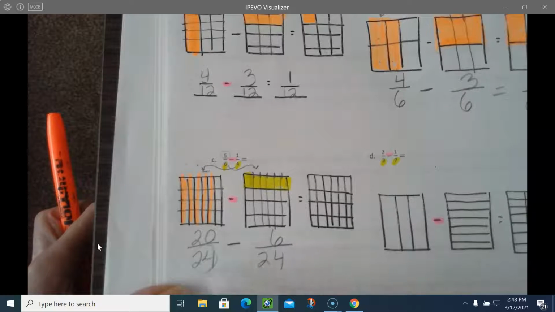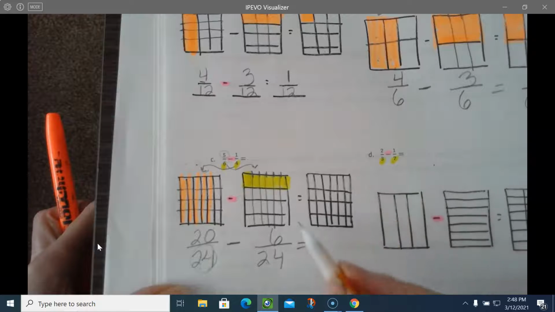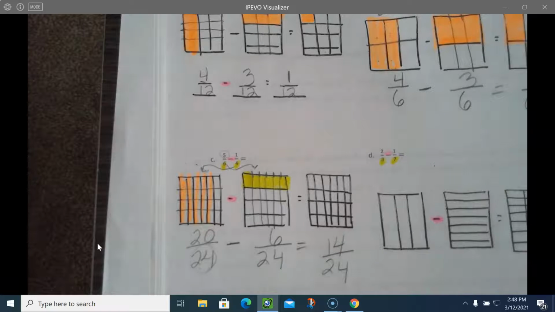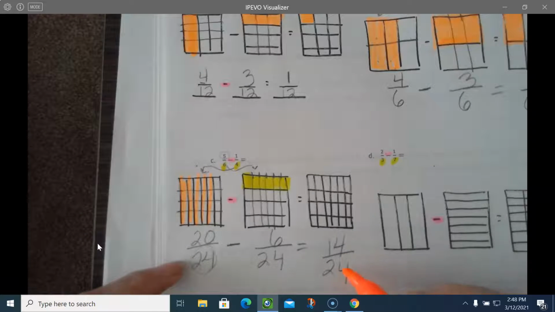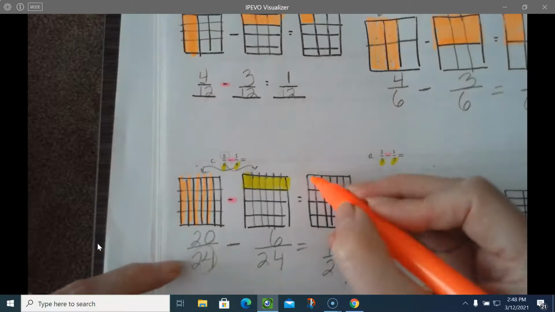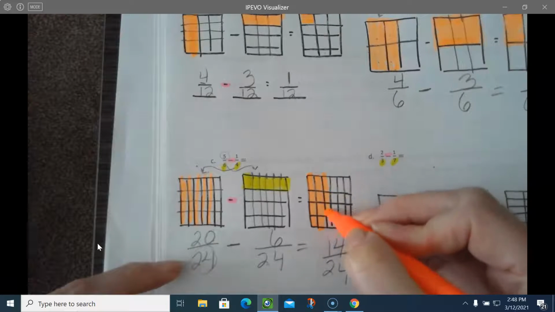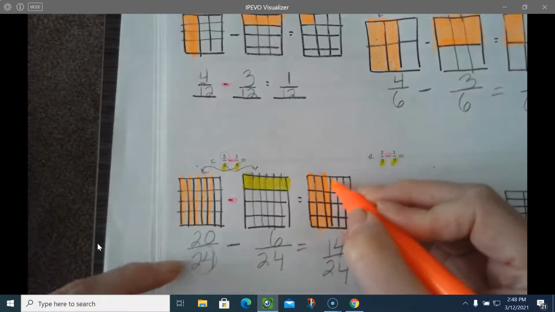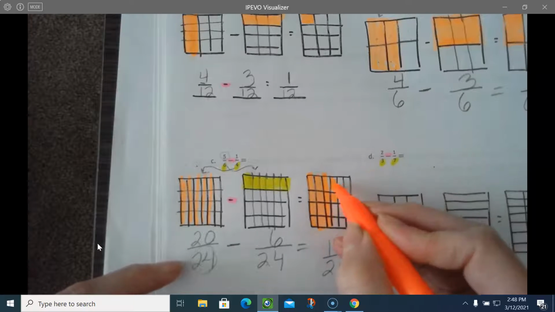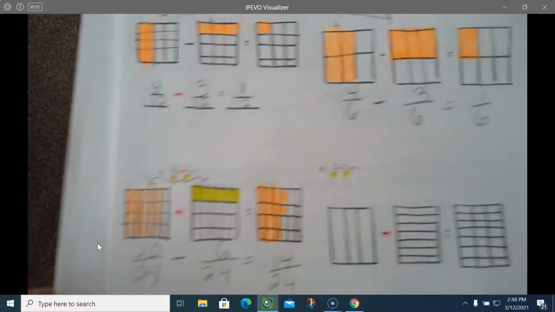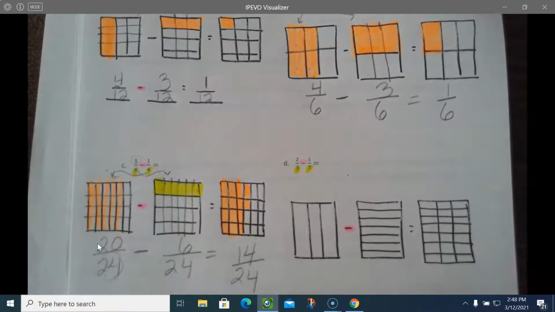When I subtract, the number of partitions is going to remain 24. If I take 20 and I get rid of 6 of them, I will have 14 out of the 24 left. So shading 14 is what you should have done. So this is 4, 8, 12, 13, 14. And it doesn't have to look exactly like this. Just count and make sure you have 14 small pieces. We'll check this next one in a moment as well.